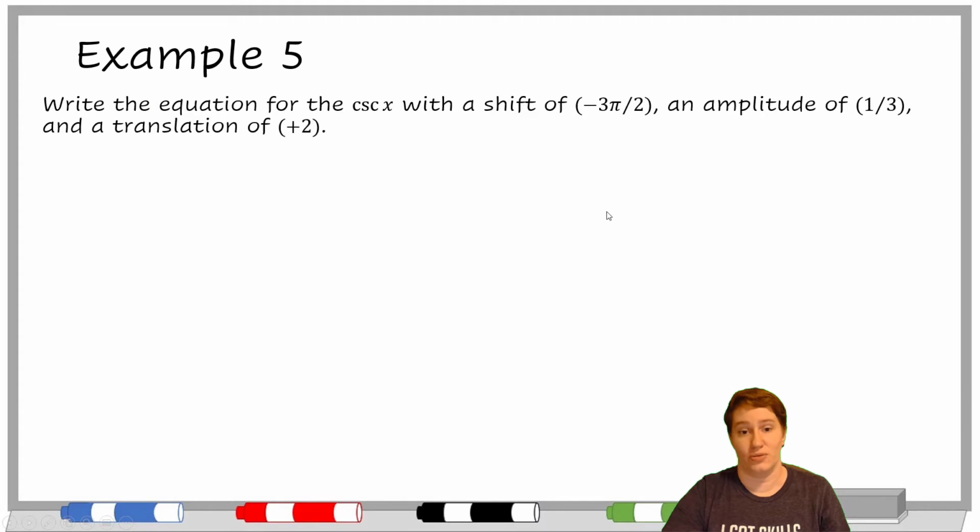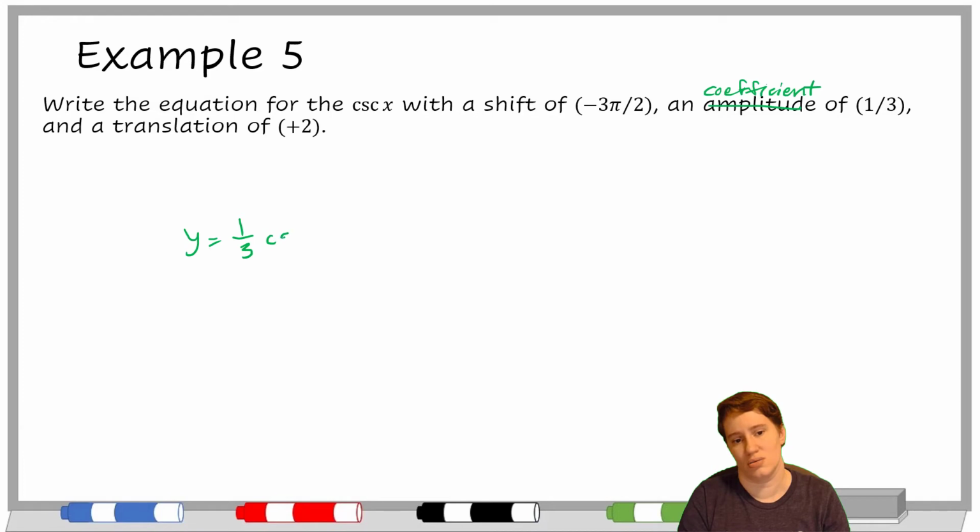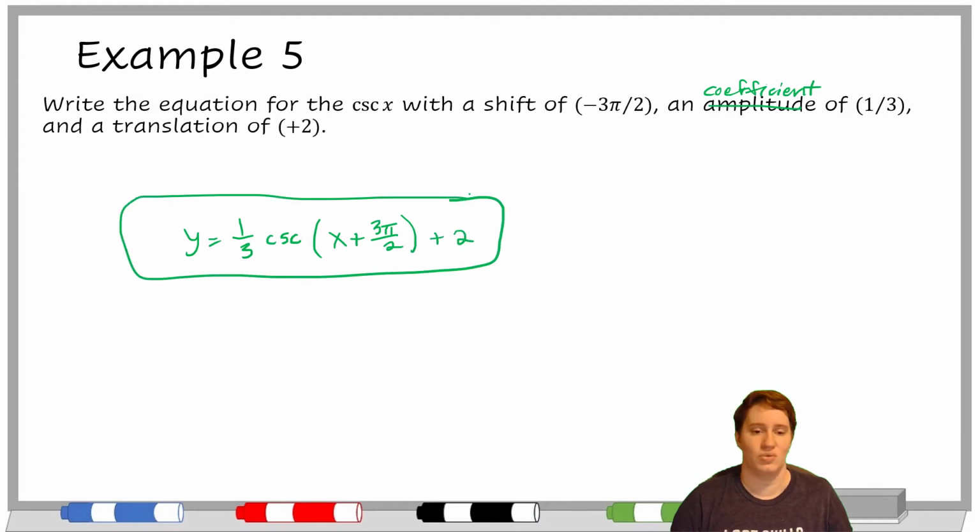Example 5, write the equation for the cosecant with a shift of -3 pi over 2, a coefficient of 1/3, and a translation of 2. Coefficient is a word that we typically mean for the number in front of x. But in this case, in the Matthew C workbook, like I said, I think it says the coefficient of cosecant, so it means the number in front of cosecant. So we'd put 1/3 cosecant, and then inside our parentheses, we have a shift of -3 pi over 2, so that's plus 3 pi over 2, and then a translation of plus 2. So this would be our answer.